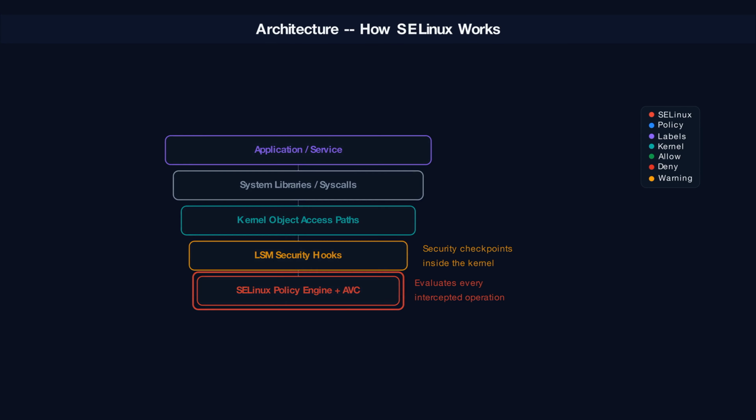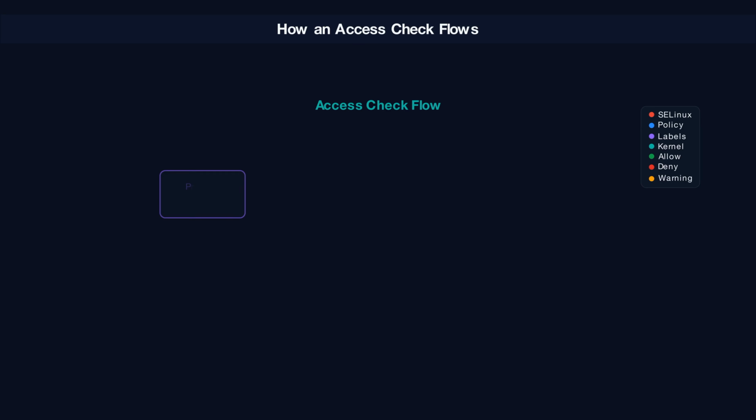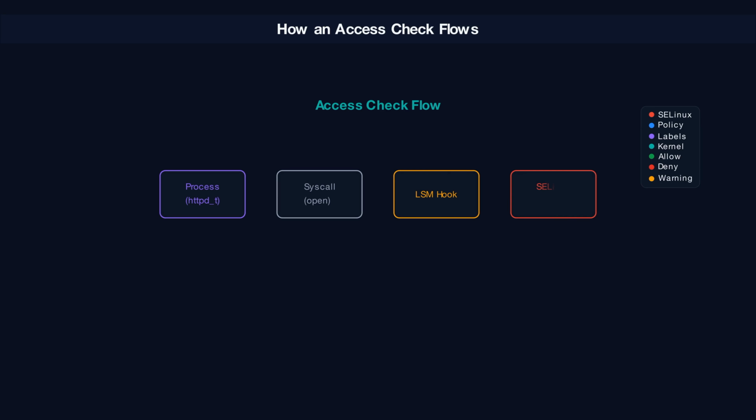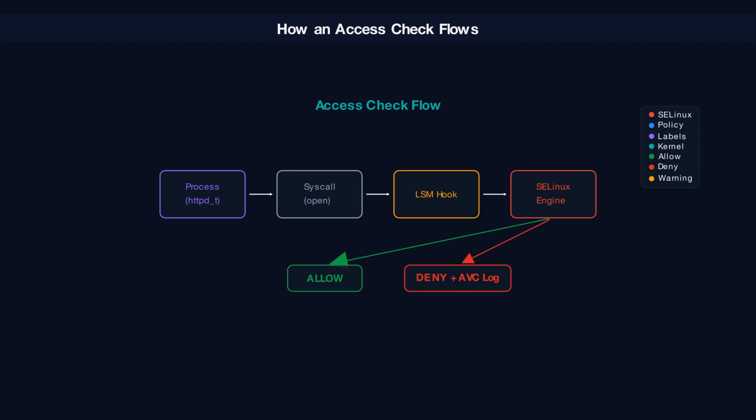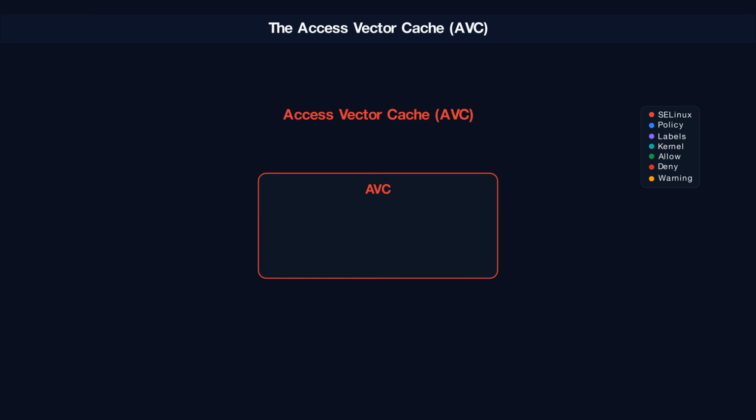Think of LSM hooks as security checkpoints inside the kernel. Every time a process tries to open a file, bind a socket, send a signal, or create a new process, the checkpoint fires. SELinux receives the subject context, the object context, the object class, and the requested permission, then consults the policy. To keep this fast, SELinux uses the Access Vector Cache, or AVC.